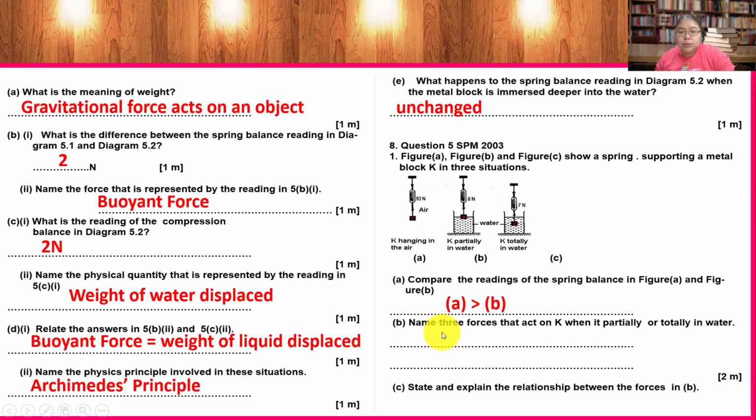Okay, now we go to number 2. Can you name the 3 forces that act on the K when it's partially or totally in the water? So the first one we know for sure is weight. Any object surely has weight. Okay, number 2, because you put it inside the water, then you surely have buoyant force. Okay, one more force, because they said 3 forces. Can you see the string from the spring balance? It's hanging the block. So that one we call tension. Okay, tension is one of the forces. So from here, we got 3 forces: buoyant force, weight, and also tension.